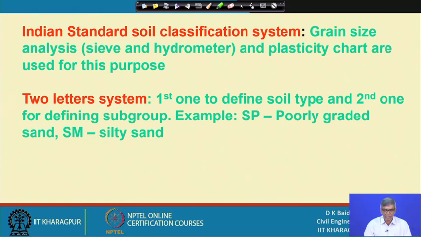So, SP is poorly graded sand. The first letter says it is a sand. What type of sand? It is poorly graded. So, the first letter defines the soil type, and the second letter gives you the subgroup. Similarly, SM is a silty sand. It is a sand, and what type of sand? It is silty sand. That means it is sand mixed with some amount of silt. That is the way you finally have to classify, and there are some steps that I will discuss one by one.